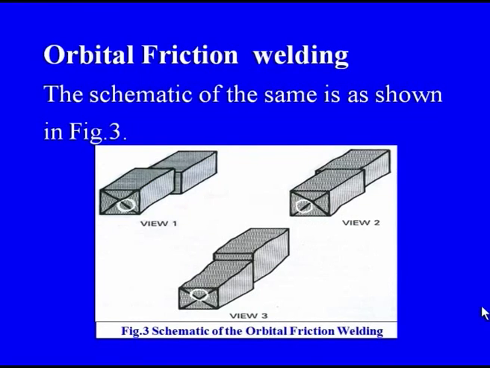This is another variant, namely orbital friction welding. This is shown on the screen again. These are the two parts to be joined, and these are the interfaces. They are brought together, then pressure is applied, and this is another view of this, in which these pieces are seen to be in perfect alignment, and they are joined by using that friction welding technology.